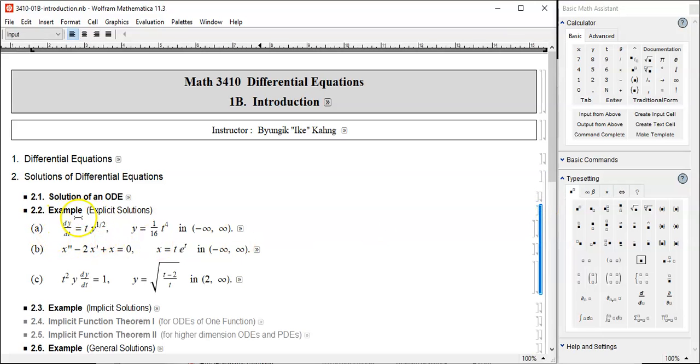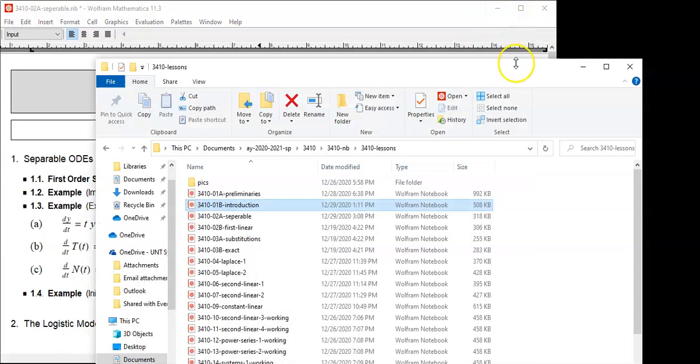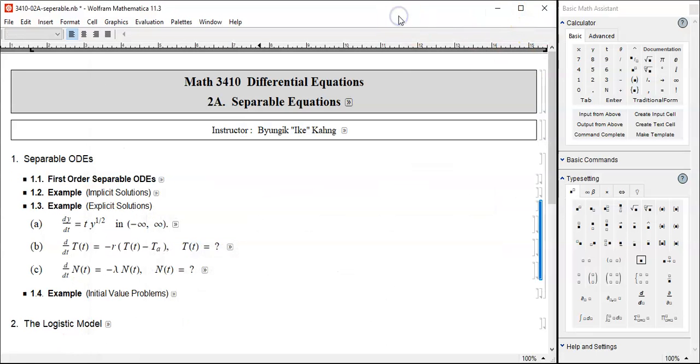It's this problem here. And one of the solutions should be this one, 1/16 t to the 4th power. And you could check that. But we're looking for general solutions here. So you're going to have to expect some integral constant here.